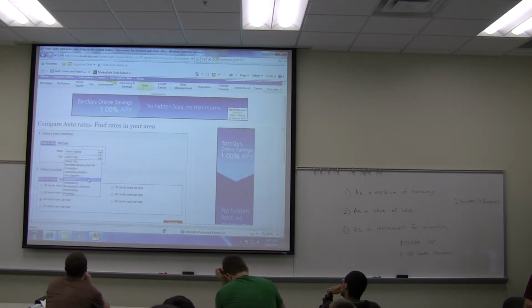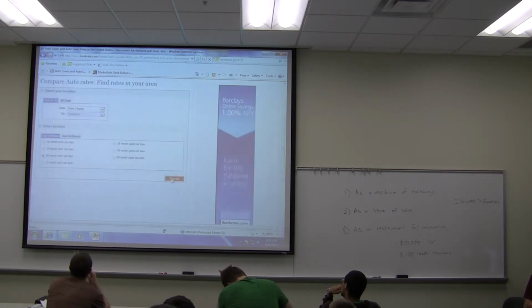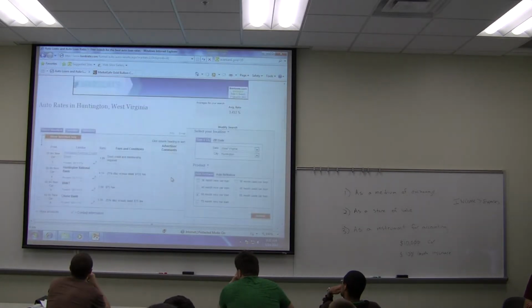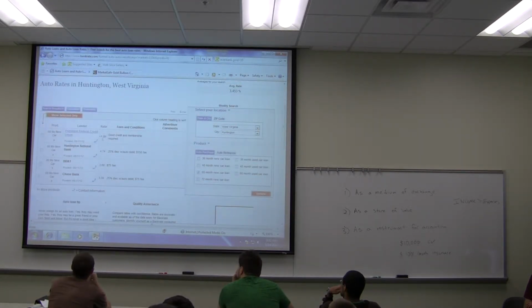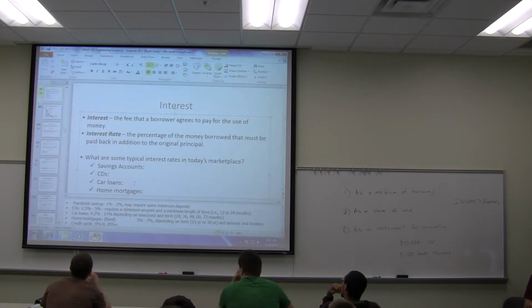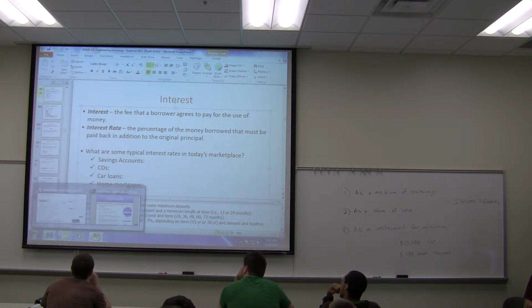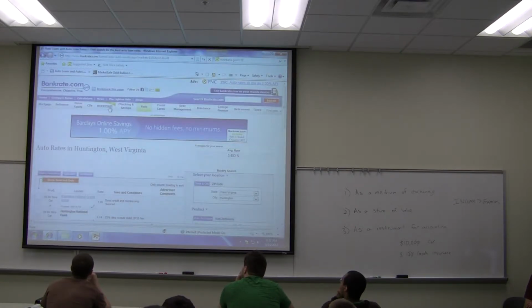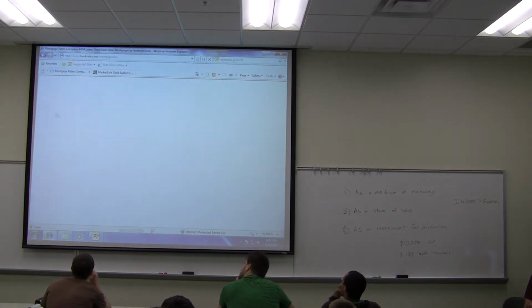West Virginia, Huntington, let's see how much a 5-year. 72. Boy, this is pretty good. 1.99 if you go through Pentagon Federal, but the local banks in town are charging between 3.4 and 4.7, and I imagine that's also based on your credit rating. People with a credit rating that isn't as good are going to have to pay a bigger rate of interest.